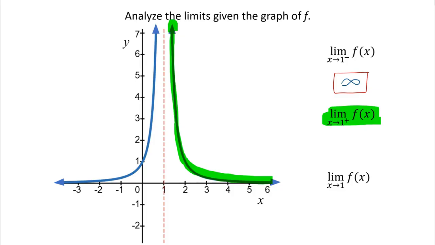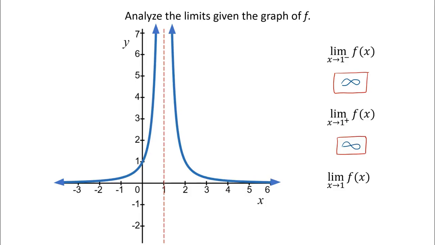As we approach x equals 1 from the right, our graph is tending to infinity as well. So that means the limit as x approaches 1 from the right technically does not exist, but we describe it as approaching infinity. Now that we've analyzed the limit as we approach x equals 1 from the left and from the right, let's talk about the overall limit as x approaches 1. Because our graph tends to positive infinity as we approach from the left and the right, then the left-sided limit and the right-sided limit agree, and that means that the overall limit is infinity as well.